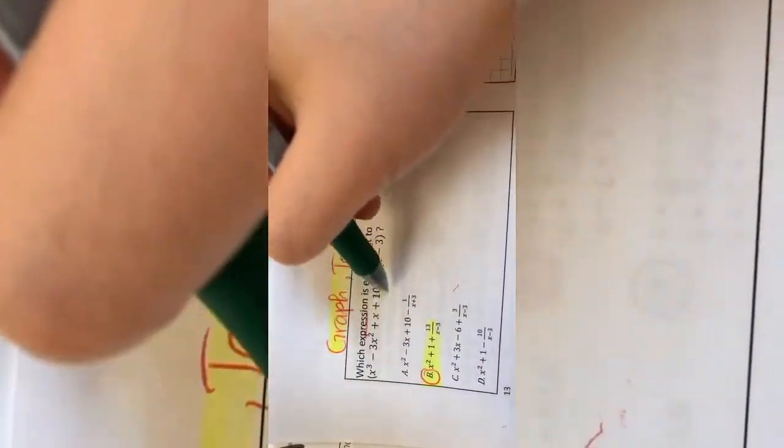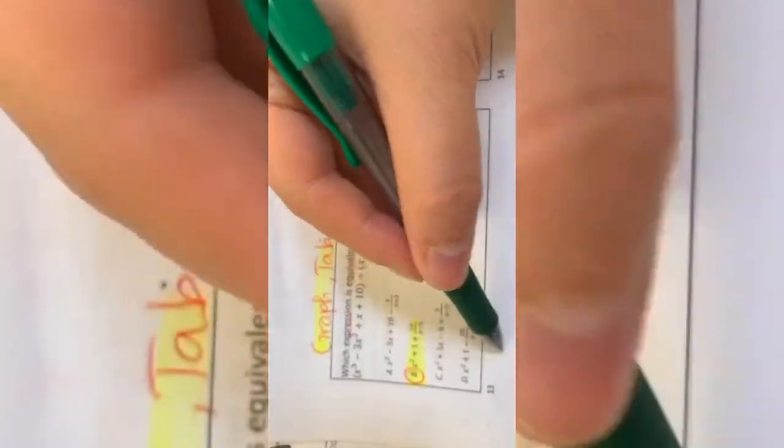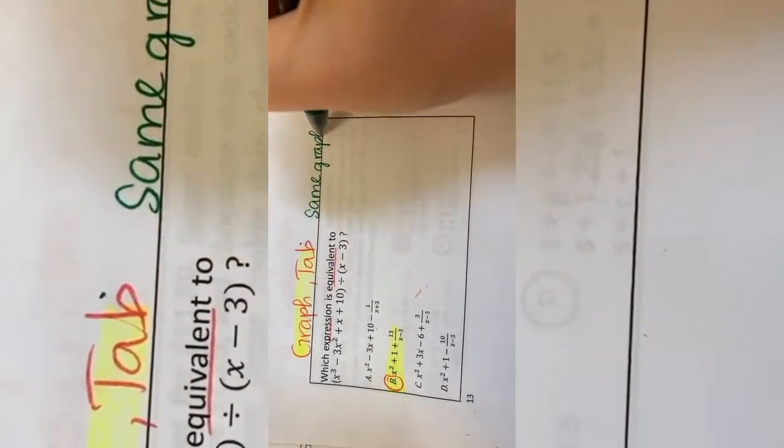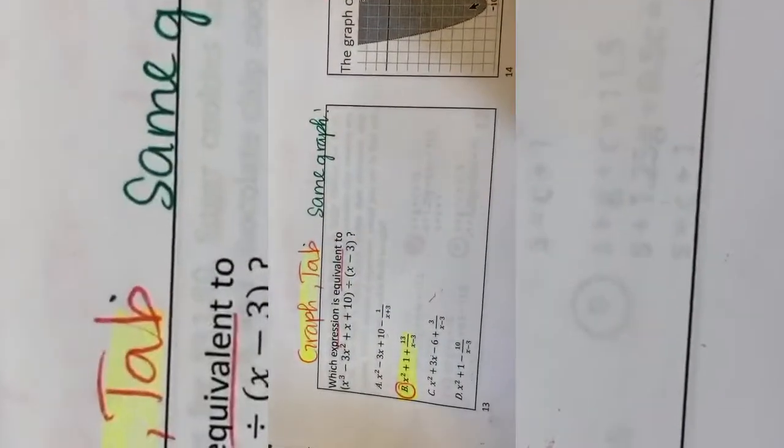Another type of problem is when they ask which expression is equivalent to this. So the way you're doing it is you grab the original, the question. Then you hit tab, and then you see which one gives you the same graph. Okay, so pretty much grab, tab, same graph. Every time you see equivalent or expression, that's a graph tab.